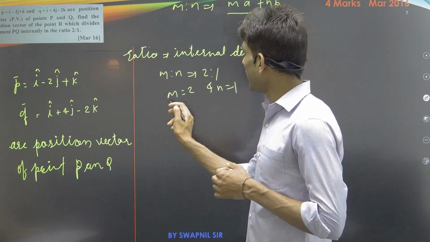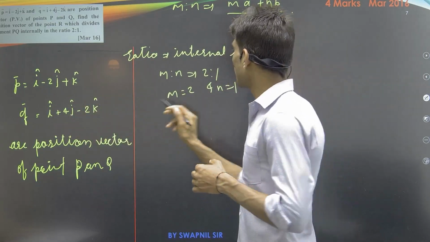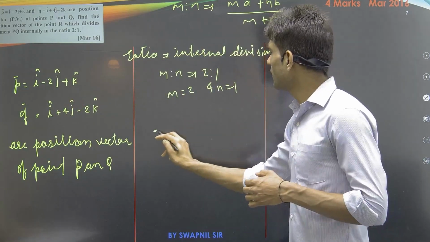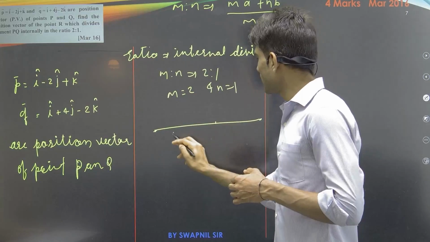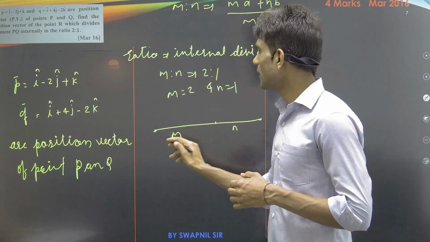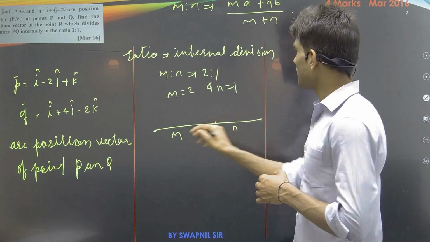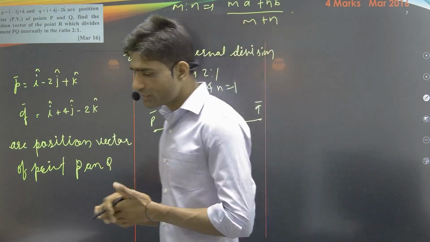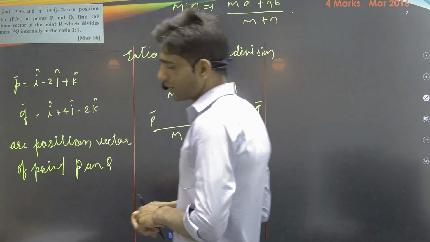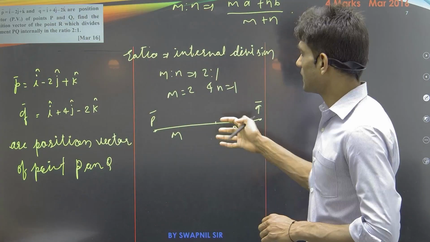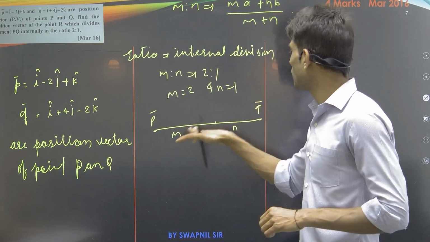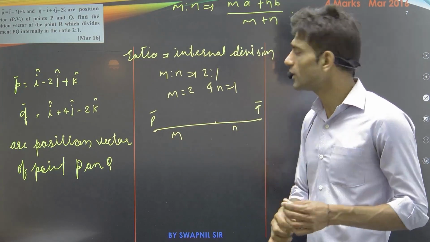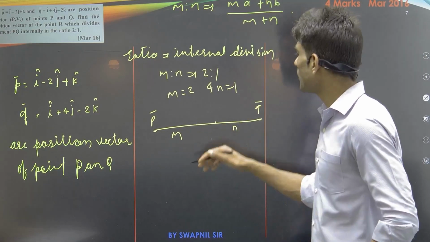Now we can write it as m into q and n into p. So we can plot the figure if you want. Consider this one as m is to n, with p here and this one as the position vector q bar. So we have position vector p bar, position vector q bar, and internal division of a line segment in the ratio m is to n. Now let's write the section formula for internal division.